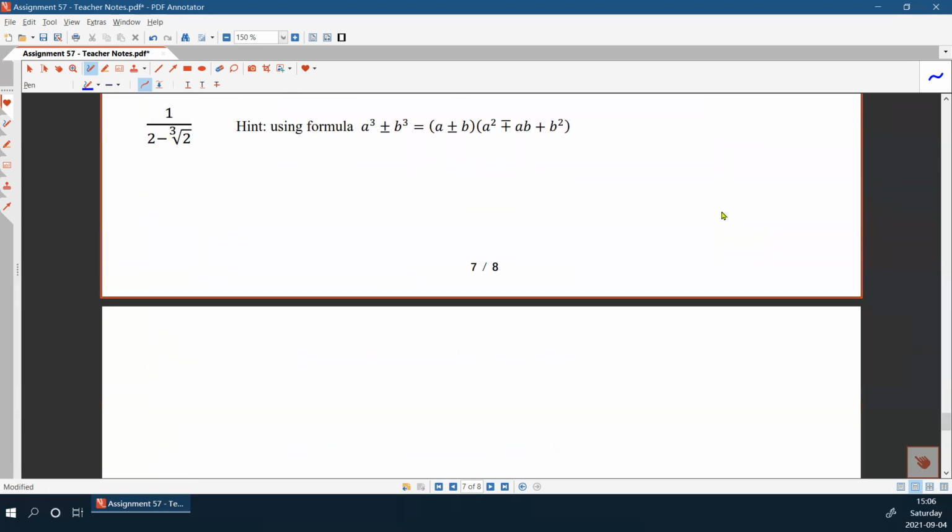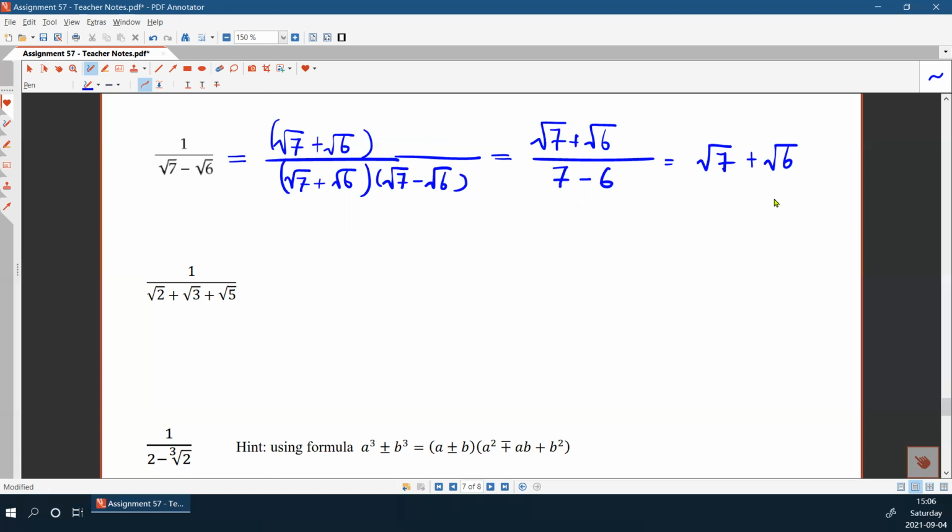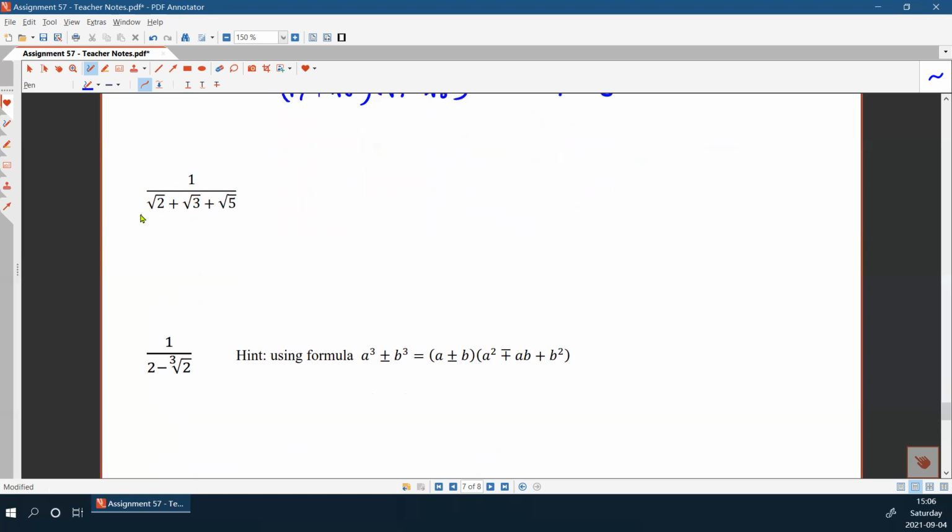Okay. So next, let's consider if there are 3 terms in the denominator, how should we do? We can group them, right? For example, we can group the first 2 terms together, and then how do you eliminate the square root sign? Okay, we can remove the square root sign by using the formula, right?